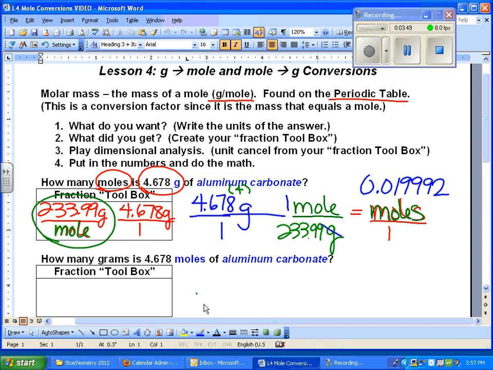If you'll notice, this first number, the 4.678, has 4 sig figs. Our molar mass number has 5 sig figs. So my answer will be rounded to the lowest, which is 4 sig figs. I don't count these first 2 zeros because they're leading zeros. So this is 1, 2, 3, 4. I look next door, and because it's a 2, I don't round up. So my answer becomes 0.01999.